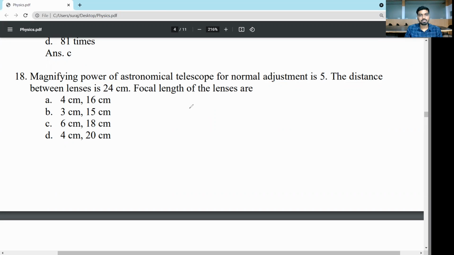Okay, so magnifying power is equal to beta over alpha, that is the angle subtended by eyepiece divided by angle subtended by objective lens. Here it should be f naught by fe, minus of f0 by fe. This is given 5. The distance between the lens is 24 centimeter. That means fe plus f naught is given 24.